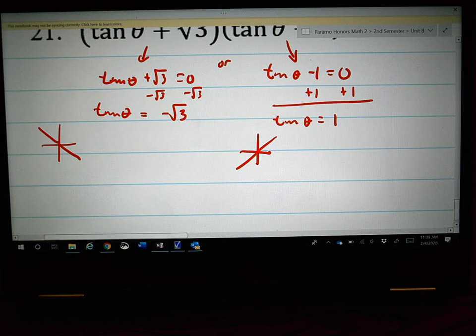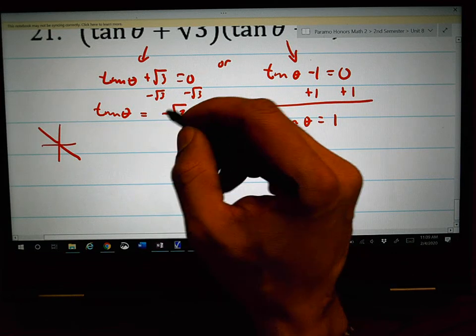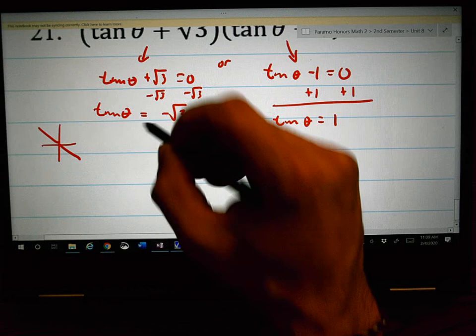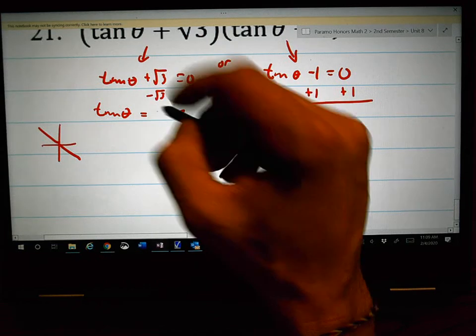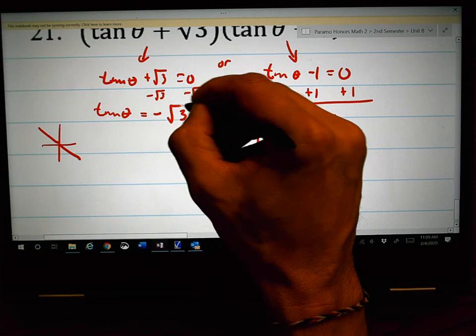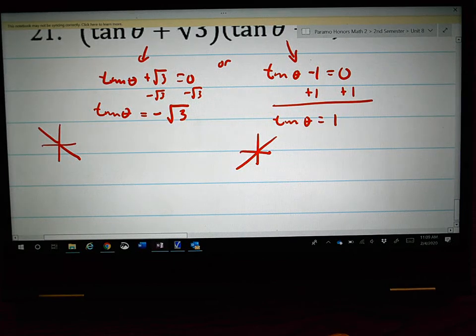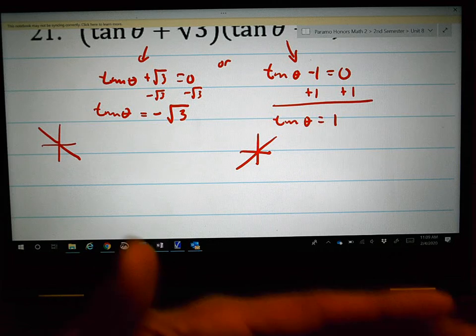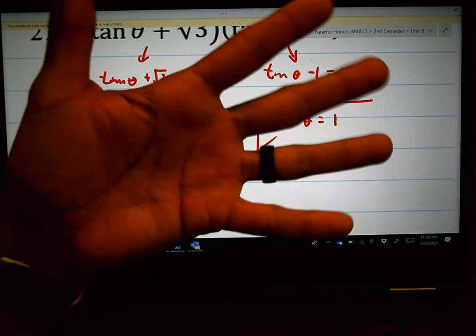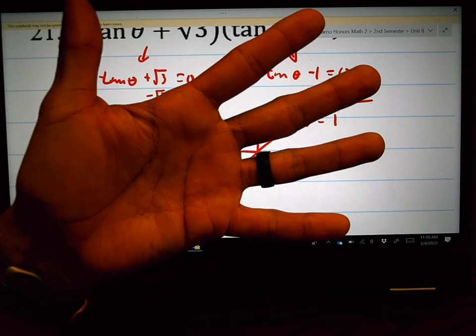Make sure that you can tell this is a negative root 3. It almost looks like the negative is not part of it. So let me put it like this, negative √3. That way you can really tell. And so I'm looking for an angle, and remember we're still in radians. I'm looking for a √3. That is on your unit circle whether you know it or not.